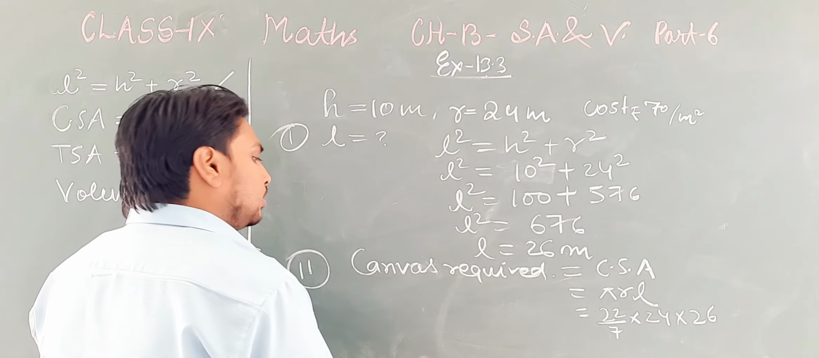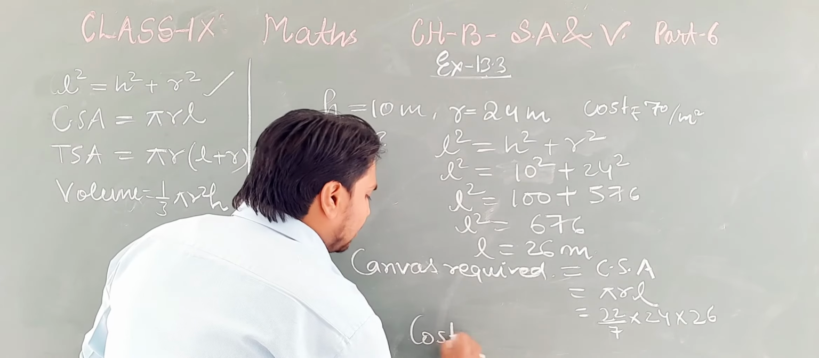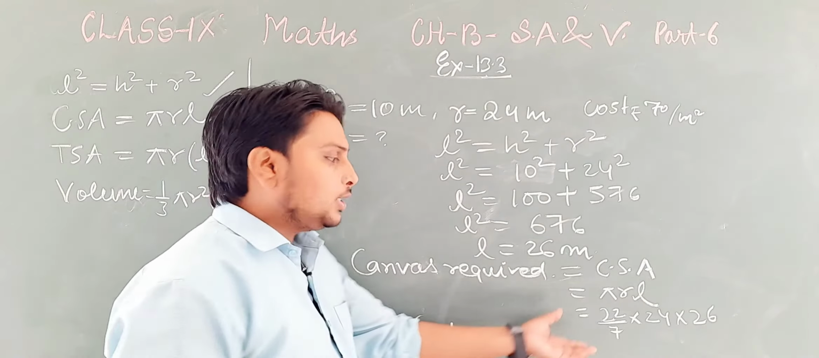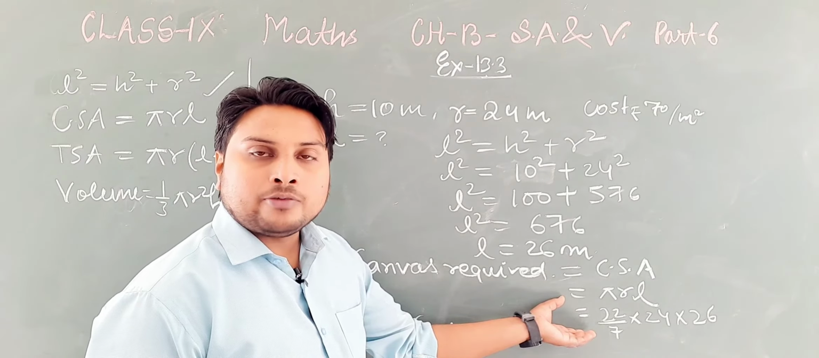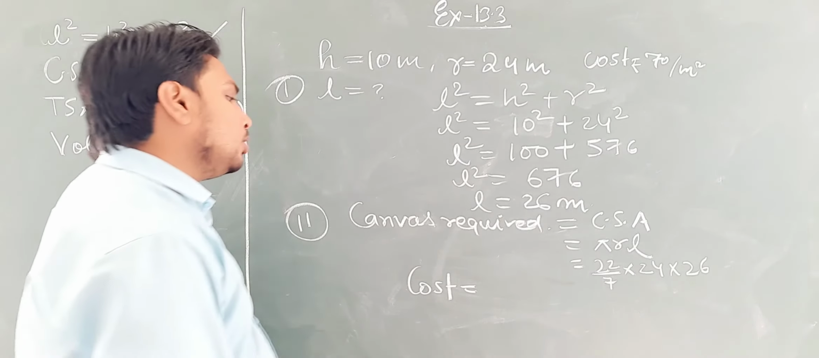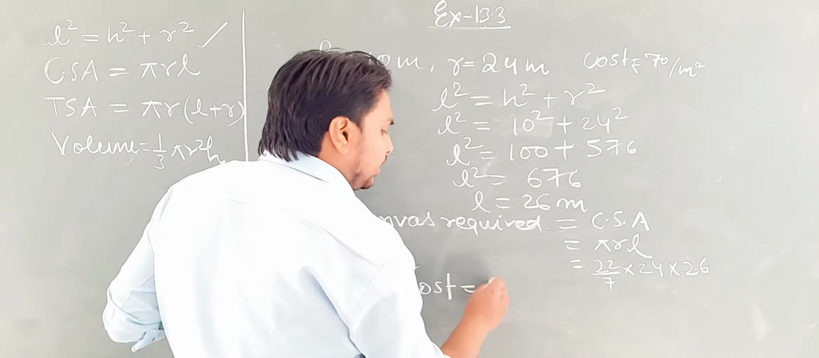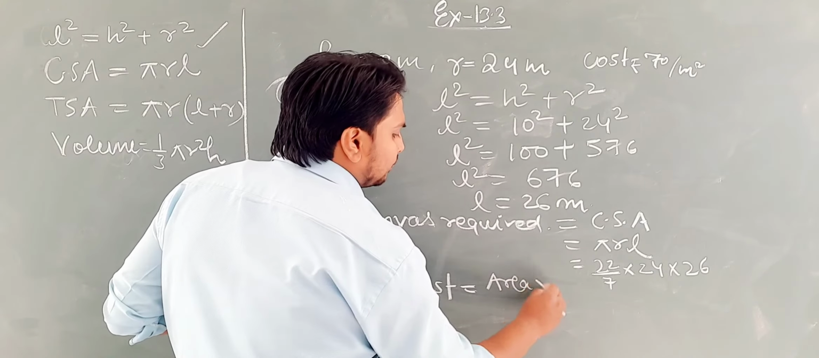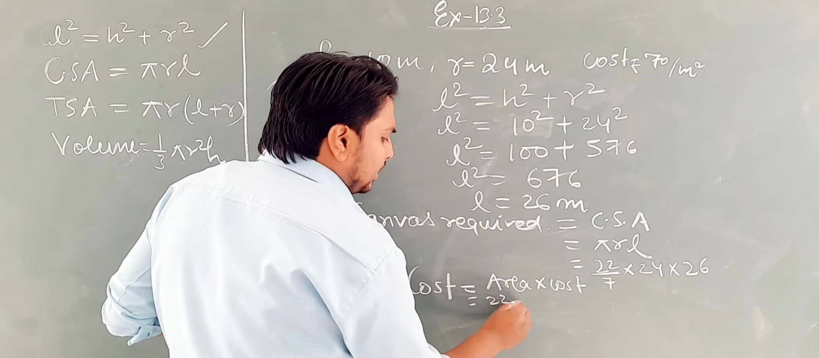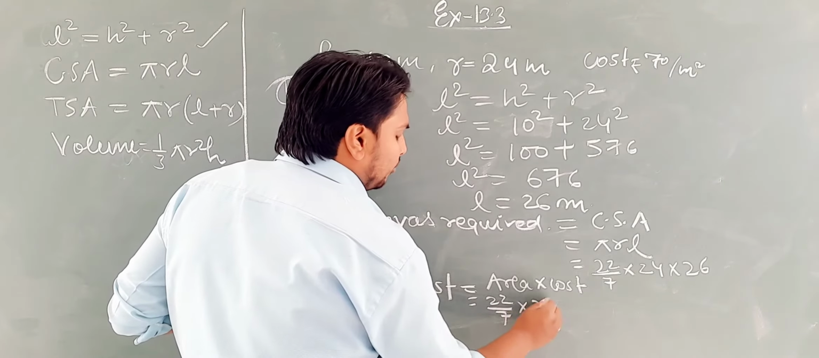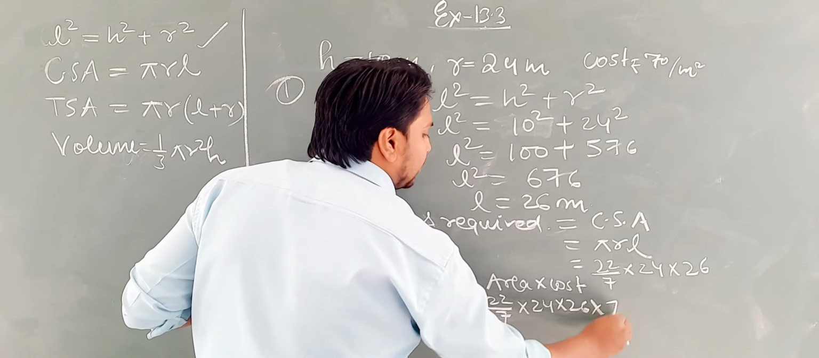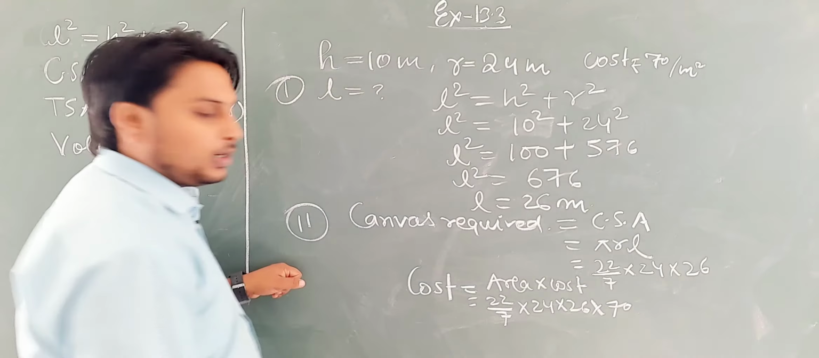Now the cost. What will be the cost? We have to multiply this area by the unit cost, because this much area is there. If we want to find the total cost, we have to multiply area into unit cost. So the area is 22 by 7 into 24 into 26, and the cost is 70 per meter square. So we have to multiply by 70.